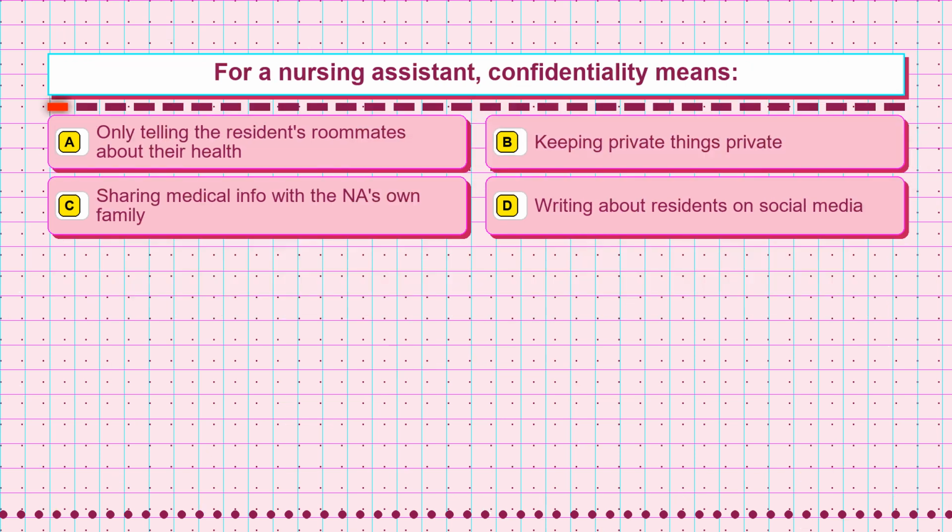Question 87. For a nursing assistant, confidentiality means: Option A, only telling the resident's roommates about their health. Option B, keeping private things private. Option C, sharing medical info with the NA's own family. Option D, writing about residents on social media.